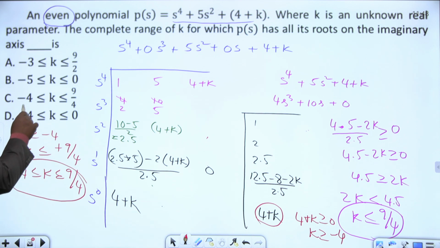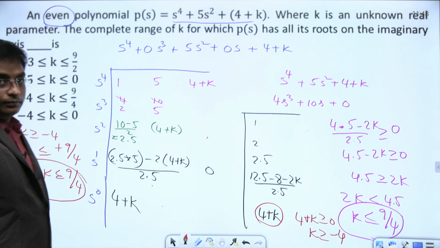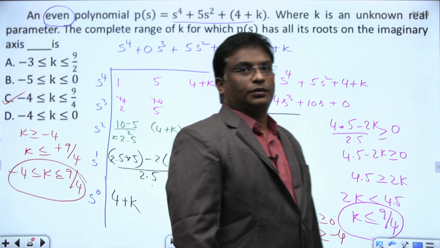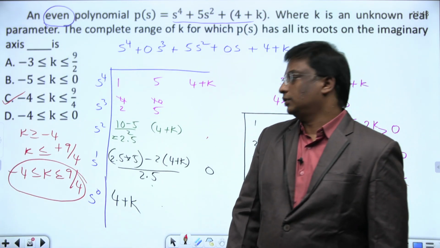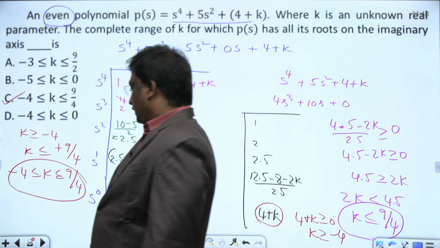Which is the correct option here? This C is the correct answer for this question. C is the correct option. Finished, that's all. Control systems, very easy question.